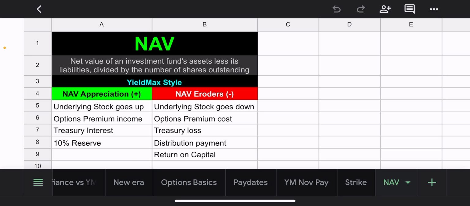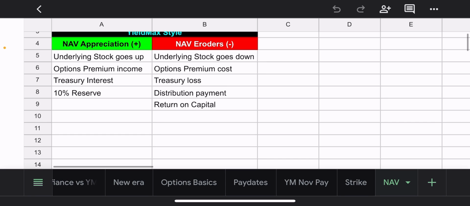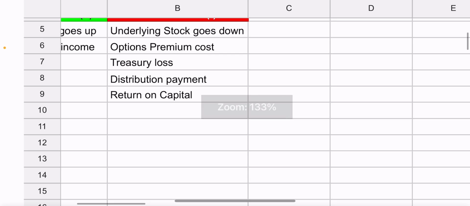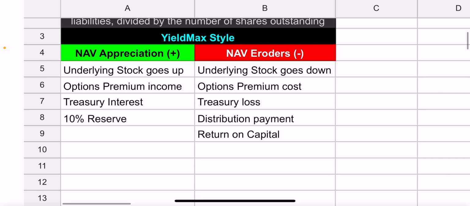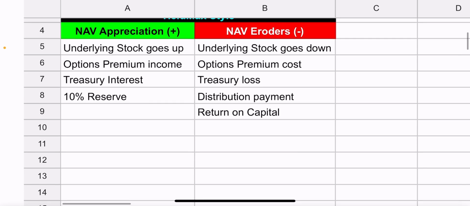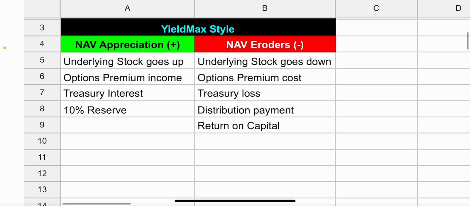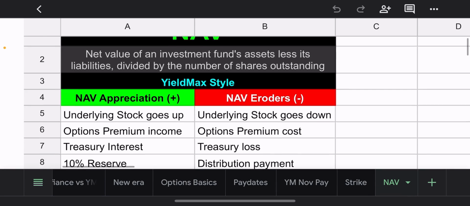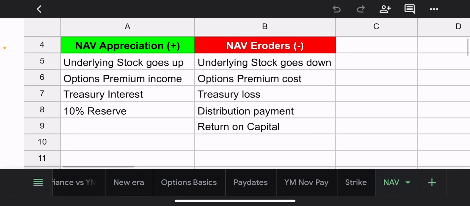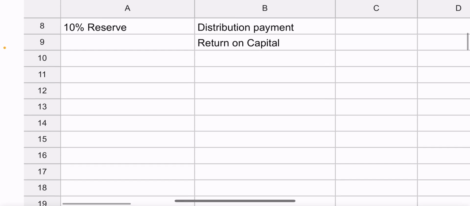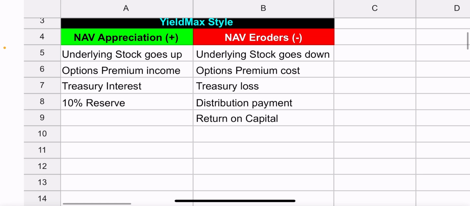Okay, so what makes NAV erode? If you look in red here, I have the list of the NAV eroders. So let's scroll in. We'll make it nice and big so everyone can see. This is mainly YieldMax style. This subject comes up mainly because of the YieldMax funds, because they have such a crazy yield that that's why they're getting attacked, mainly Tesla, right? Because they had the 70% yield, then it went down to 60, now it's at like 50, but whatever, right?